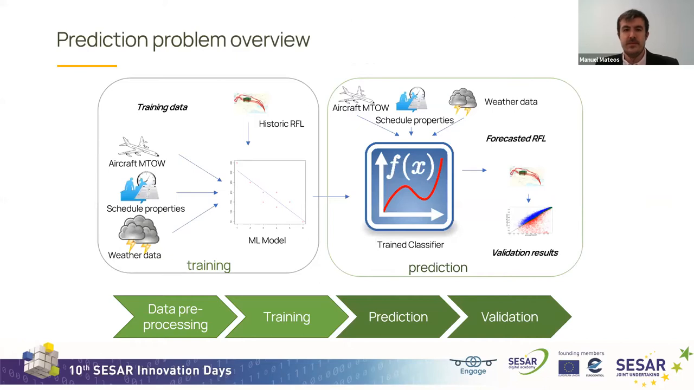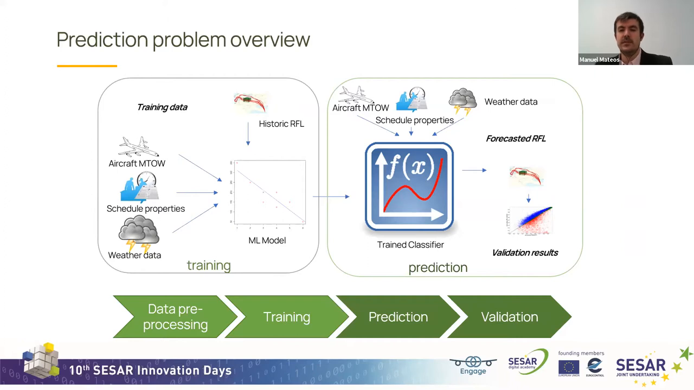This is the basic overview of the problem. We have the historic request at high level. We assign some features to this historic request at high level, such as the aircraft maximum takeoff weight, the scheduled properties, weather data, etc. With all this information, we train a machine learning model.